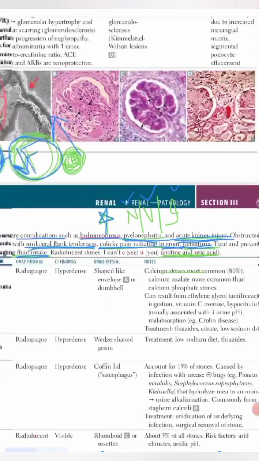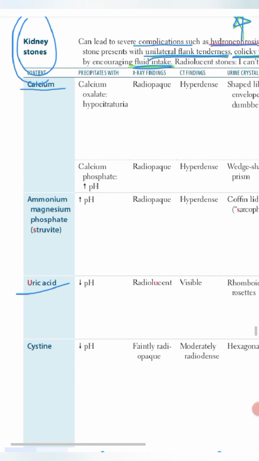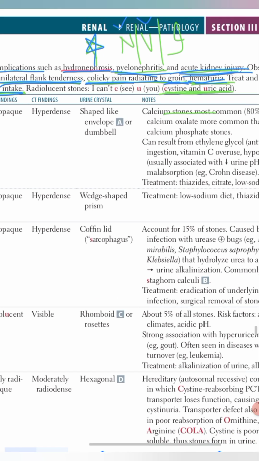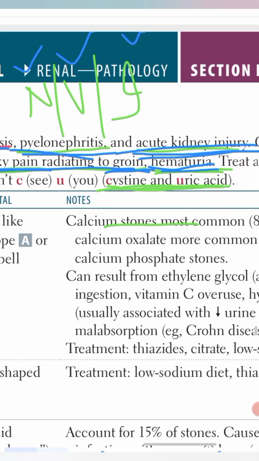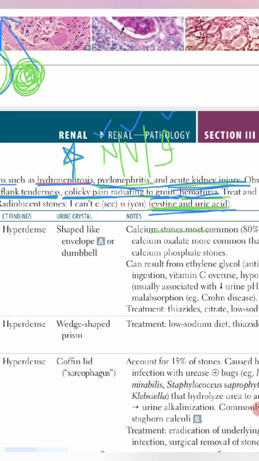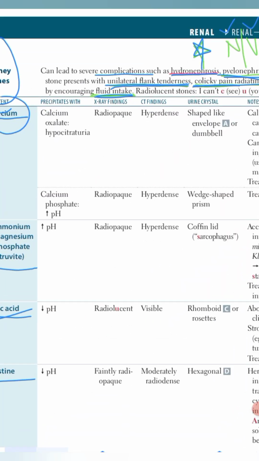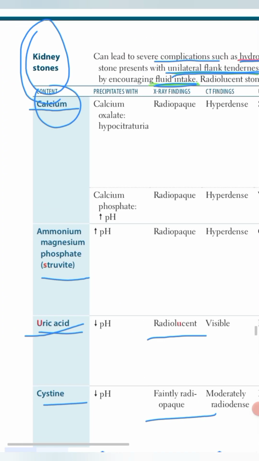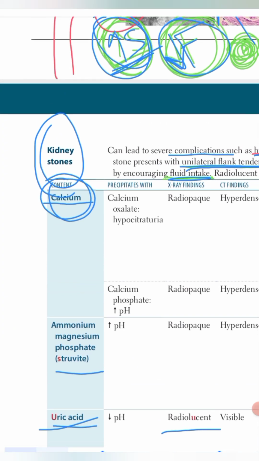If we look at the different types of stones, there are four main types: calcium stones, ammonium magnesium phosphate, uric acid, and cystine stones. Among them, the radiolucent stones are cystine and uric acid. We can remember them by the mnemonic "I can't see you," because we cannot see cystine and uric acid stones on the X-ray findings. So the first stones that we are going to discuss are the calcium stones.